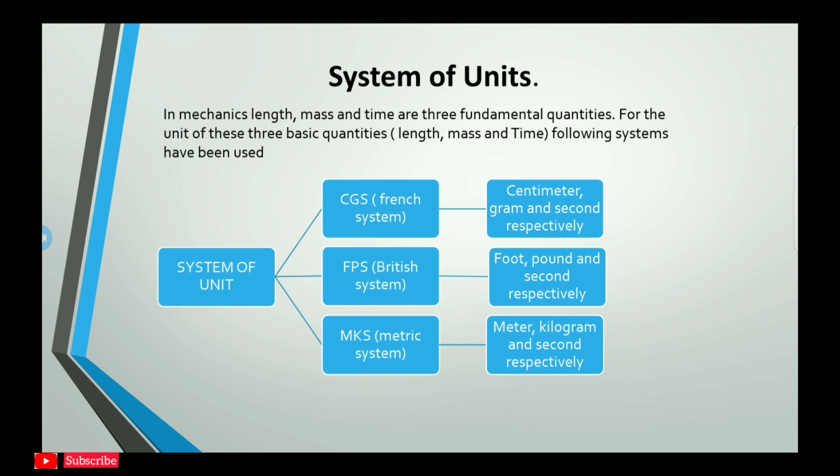C stands for centimeter, G stands for gram, and S stands for second. So according to the CGS system, length is measured in centimeters, mass is measured in grams, and time is measured in seconds. In the FPS system, length is measured in feet, mass is measured in pounds, and time is measured in seconds. In the MK system, length is measured in meters, mass is measured in kilograms, and time is measured in seconds. Now, these three systems are not in practical use now. They are of historical significance only.